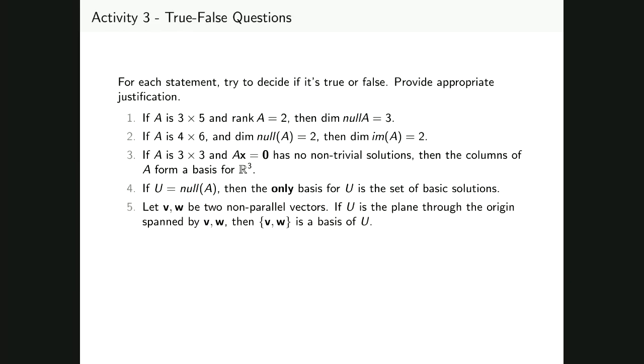Okay. Let V and W be two non-parallel vectors. If U is the plane through the origin, then V and W is a basis of U. So we want to say, can every vector in that plane be spanned by these two guys? So our picture is something like this.